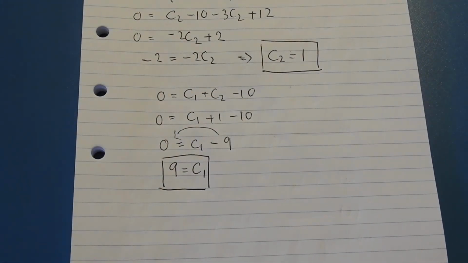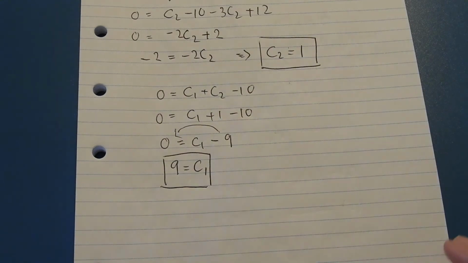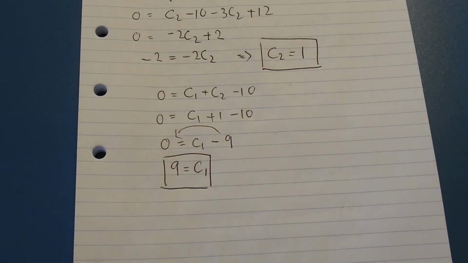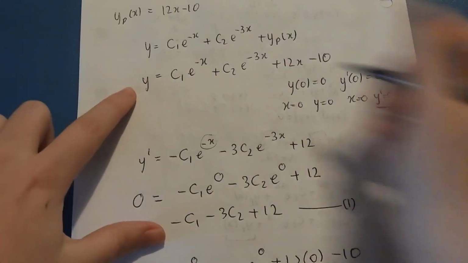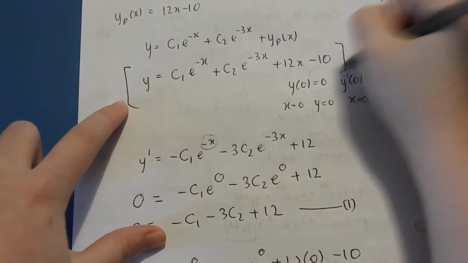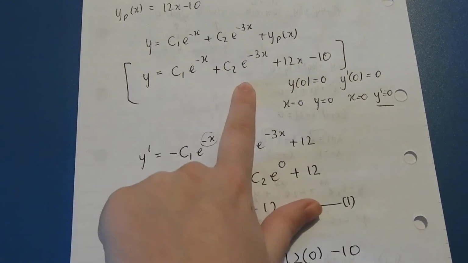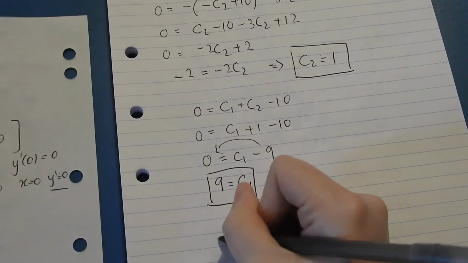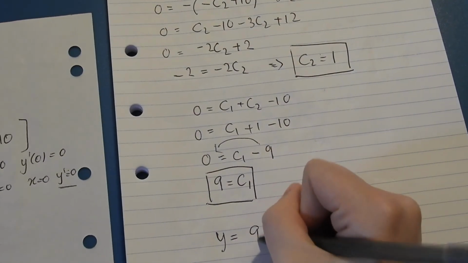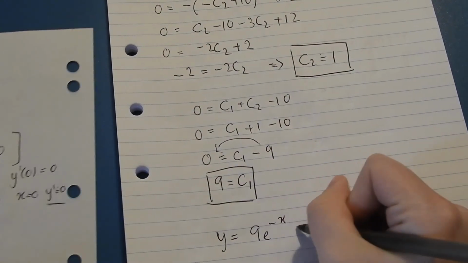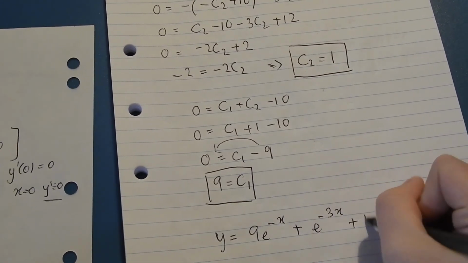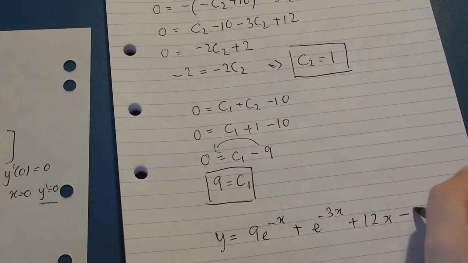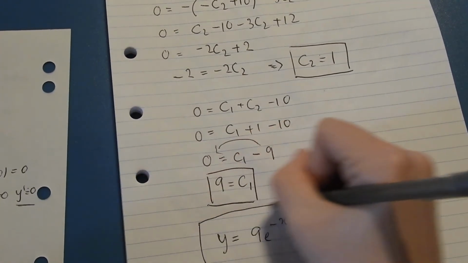Okay, so before, if we get a piece of paper from before, we had this equation up here. And all that was missing was our c1 and c2, which we now have. So we now know that y is 9 e to the negative x plus e to the negative 3x plus 12x minus 10. And that's our final solution.